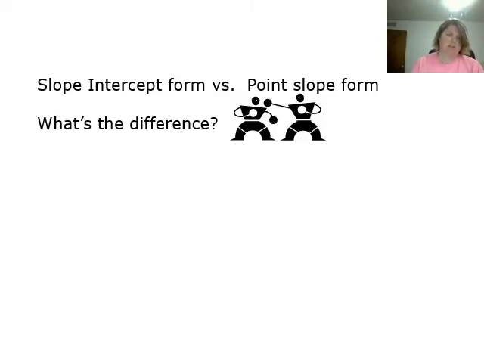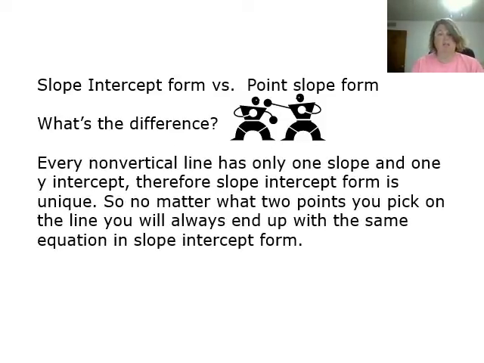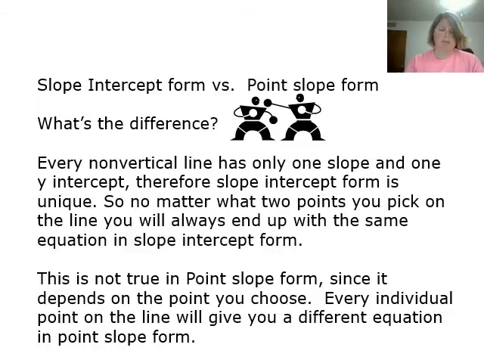All right, so just a little background information here on slope-intercept form versus point slope form. Every non-vertical line has only one slope and one y-intercept. Therefore, slope-intercept form is unique, because it's going to have the one slope and the one intercept. So you're going to get y equals slope times x plus y-intercept. No matter what 2 points you pick on the line, when you find the slope and plug it into the formula, you will always get exactly the same line in slope-intercept form. Whereas in point slope form, and don't write this down, that's not true because it depends upon which point you choose. The slope will be the same for every line, however the point that you choose will look different.